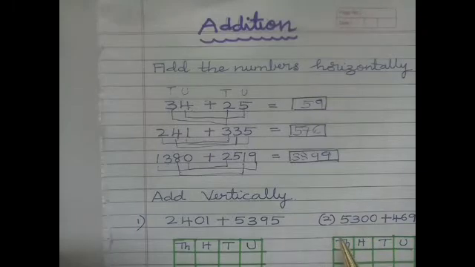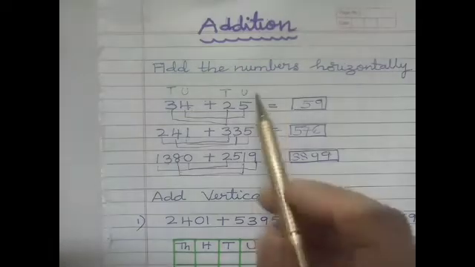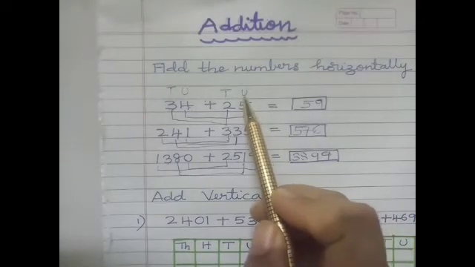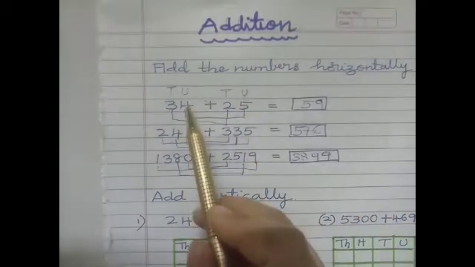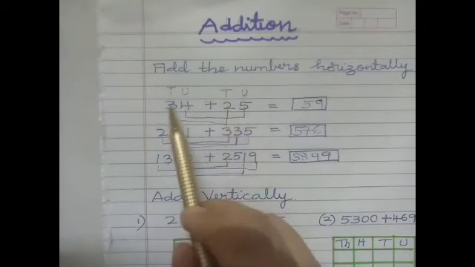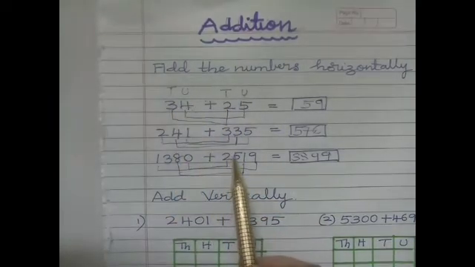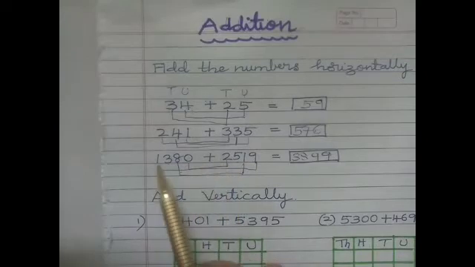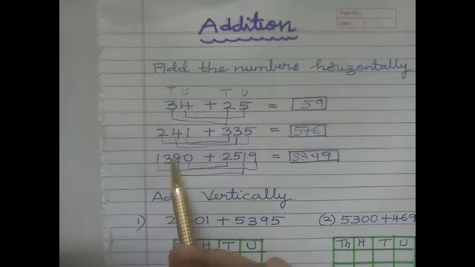While adding the numbers horizontally, the first thing you have to keep in mind is that you have to start from the unit and add the unit of the other number. Unit plus unit, tens plus tens, hundreds plus hundreds, thousands plus thousands. Is that clear children? So this is how we are adding the numbers horizontally.